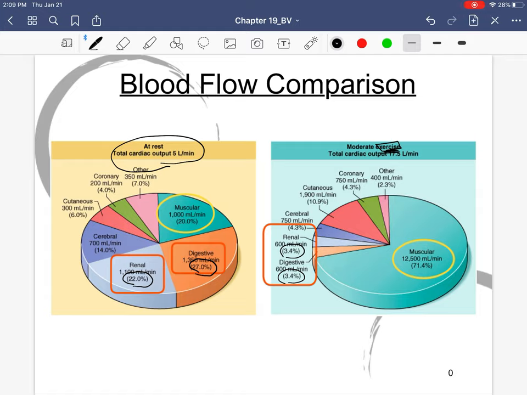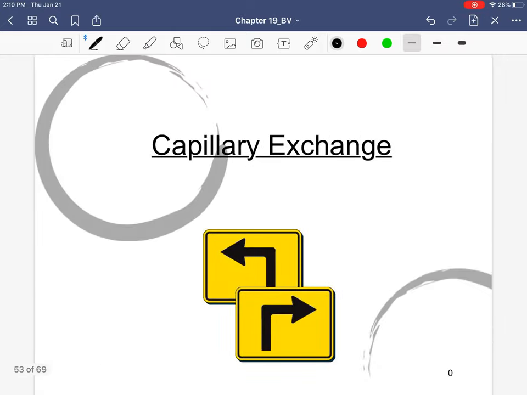But look at how that changes when I'm exercising. I only have 3%. So we really have a good ability to do this. While at rest, it's still a significant amount because you have over 600 skeletal muscles. At rest, maybe only 20% of the blood is going to my muscles. When I exercise, we can increase that to 71%. So our body is seriously good at this. And thankfully, it is. I'm not going to ask you the exact percentages, but I'm giving you this as an example to show the degree to which we're able to do this.